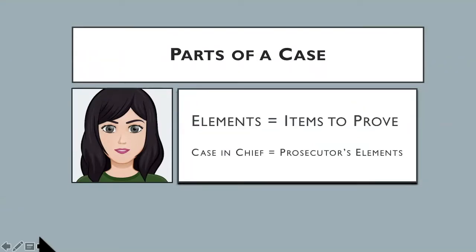So what are the parts of a case? Those are the elements that you have to prove. If you're the plaintiff in a copyright case, you'd have to prove a certain set of elements in order to win your case. And the burden is on the plaintiff. If it's a criminal case, then it's the prosecutor's elements. Either the plaintiff's elements or the prosecutor's elements are called the case in chief.